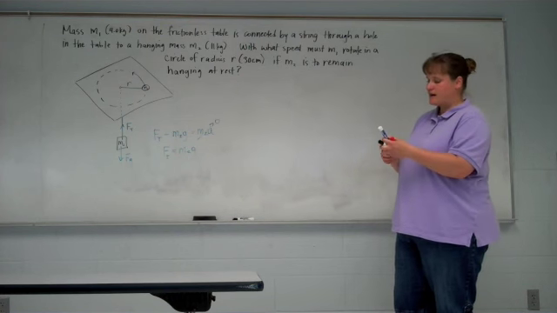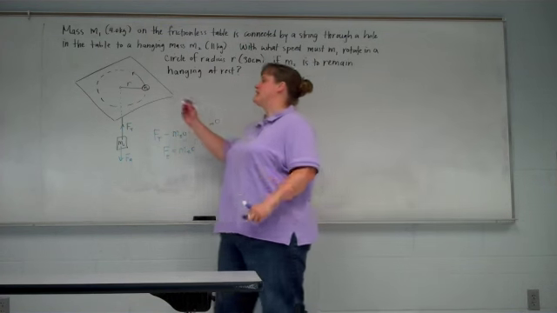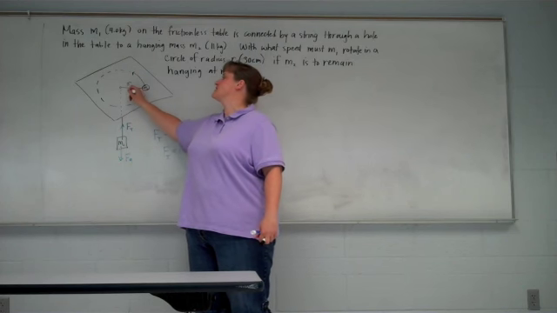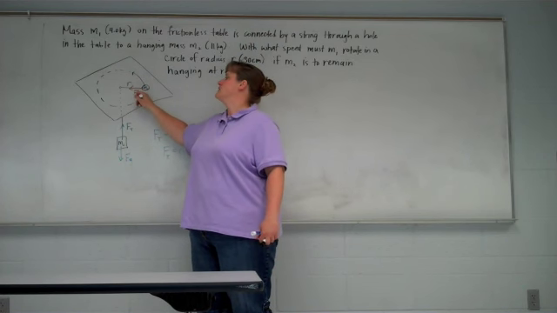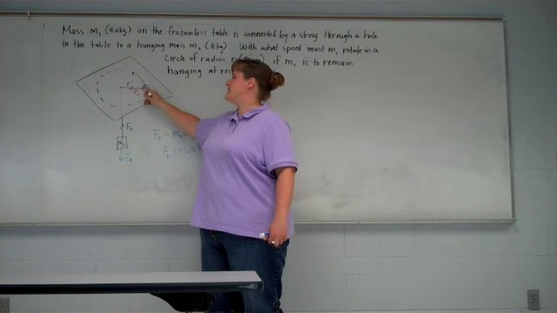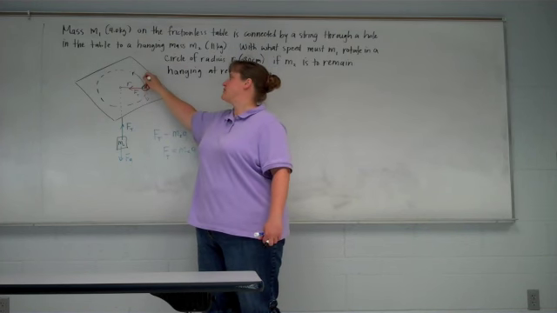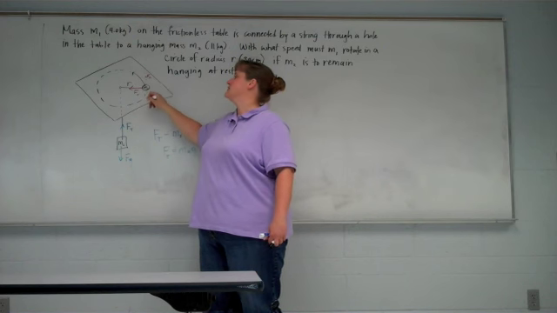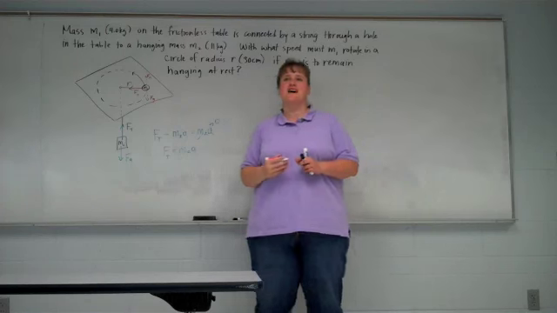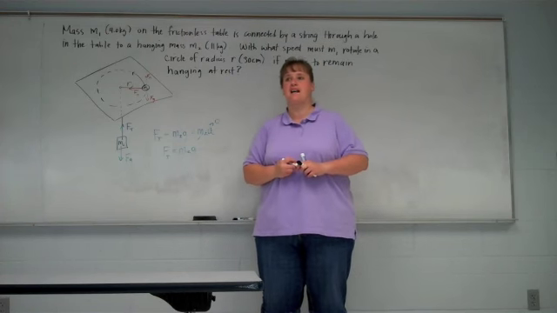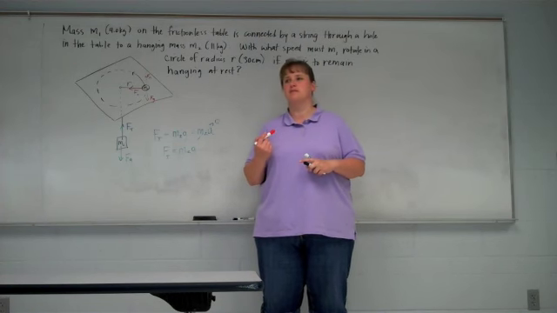Now for mass 1. It has a force of tension pulling in towards the center. It has a force of gravity down towards the ground. It has a normal force up towards the ceiling. Which of those forces is actually contributing to the fact that the mass is moving in a circle?